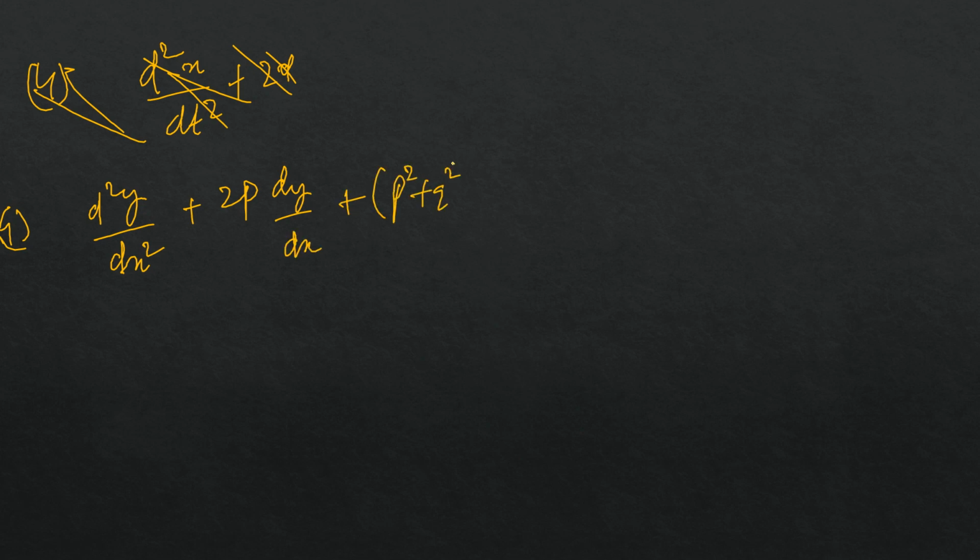Next question, question number 4.3. t square plus... Okay, wait, these questions are easy. Let me write this question: d square y by dx square plus 2p dy by dx plus p square plus q square y is equal to 0. So what is the solution?